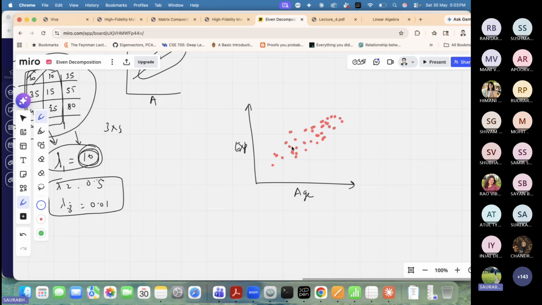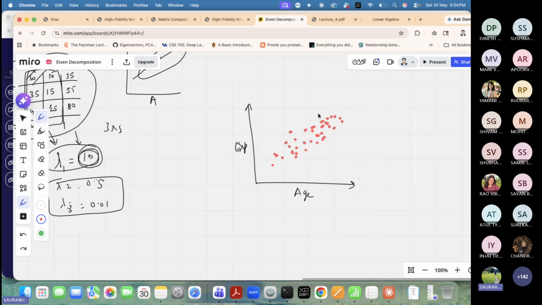Which direction do you think has more variance in this plot? Which direction has more variance? Any specific direction that you can point out? No, the same. Okay. If I have to point out, for example, this could be the direction where the data is changing more, isn't it?